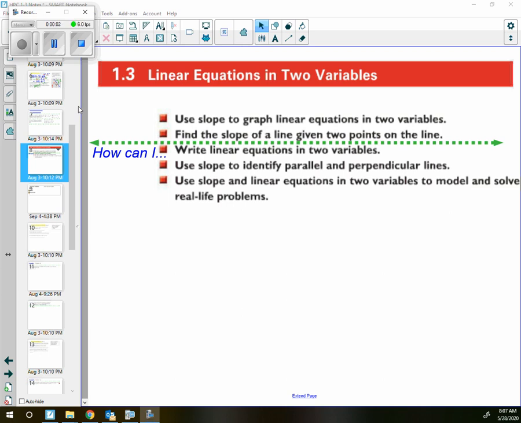All right, this is section 1.3, linear equations, day 2. So here are essential questions for today. How can I write linear equations in two variables? So how do we actually write the equations that model relationships?